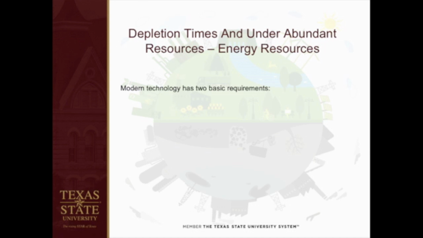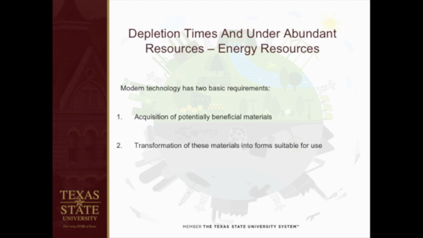Next, we'll start discussing depletion times of various resources. We'll first talk about energy sources, right? So for modern technology, you basically have two major requirements. One is, you need to acquire potentially beneficial elements like iron or copper and so forth. The next thing is, you need to convert this into forms that can be used by people.